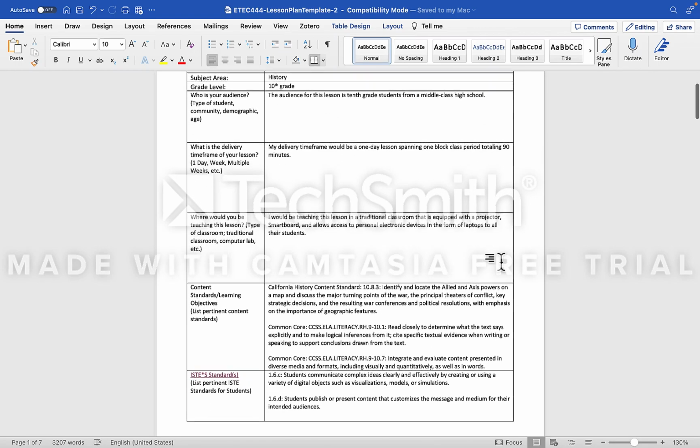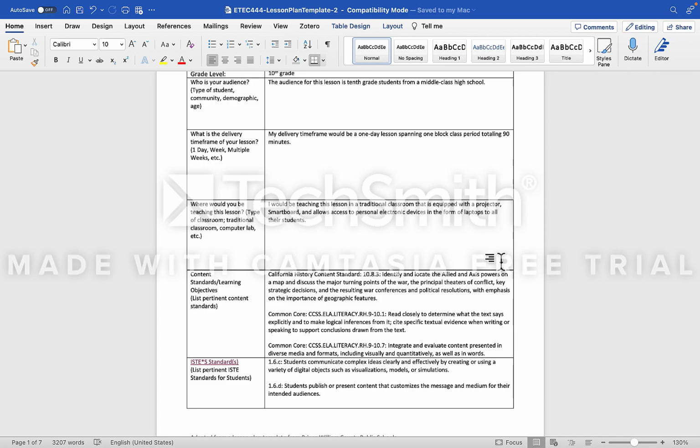This will be conducted in a traditional classroom equipped with a projector, smartboard, and students will have access to electronic devices, whether that be laptops, Chromebooks, things of that nature.